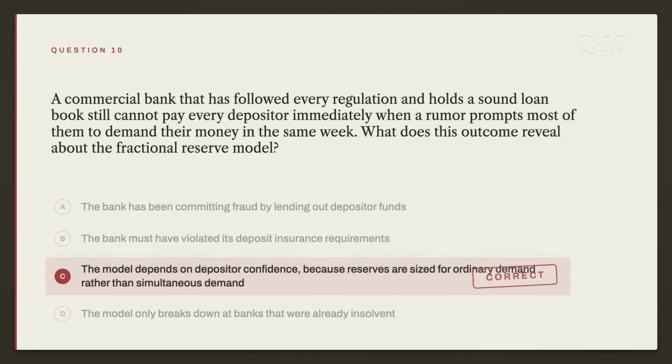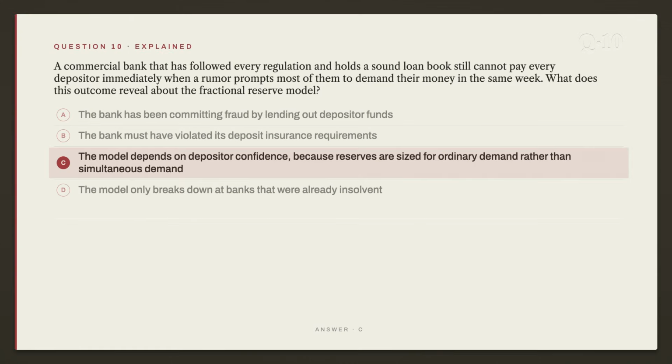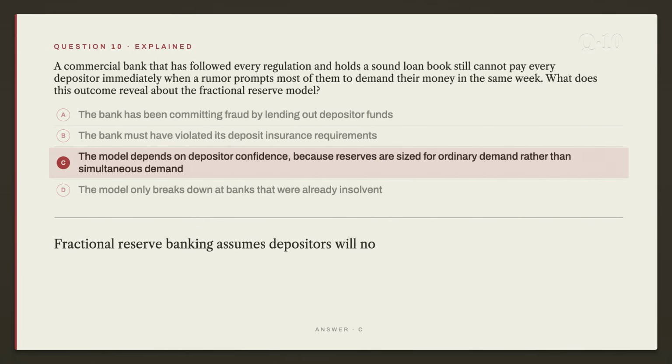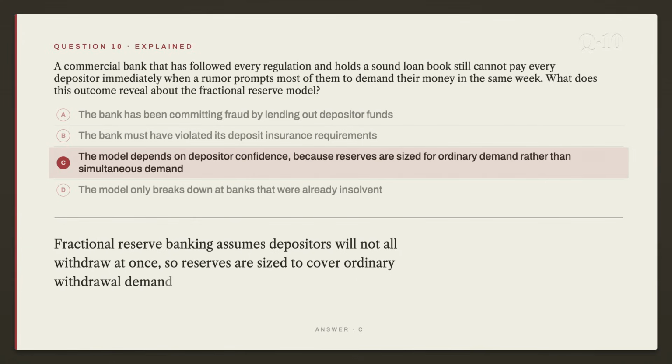The correct answer is C. The model depends on depositor confidence because reserves are sized for ordinary demand rather than simultaneous demand. C is correct because fractional reserve banking assumes depositors will not all withdraw at once, so reserves are sized to cover ordinary withdrawal demand. When confidence breaks and demand becomes simultaneous, no fractional reserve bank can honor every withdrawal immediately, no matter how well it is managed. That built-in fragility is exactly why central banks and deposit insurance were created.